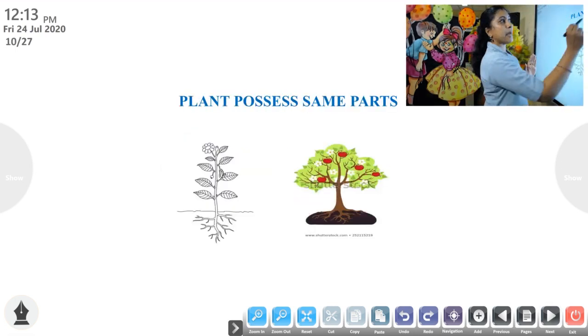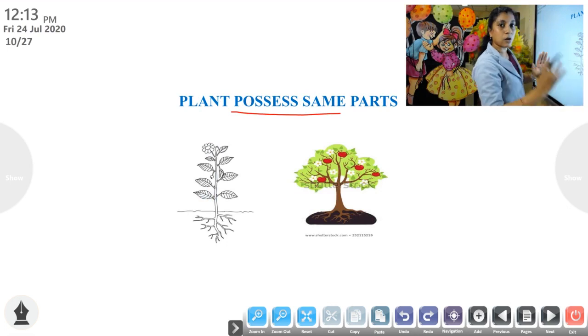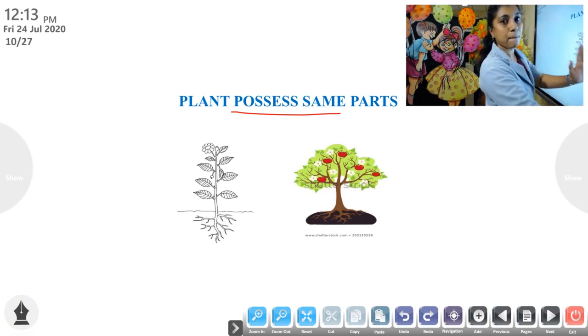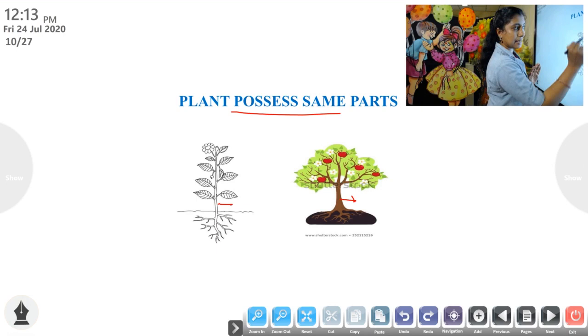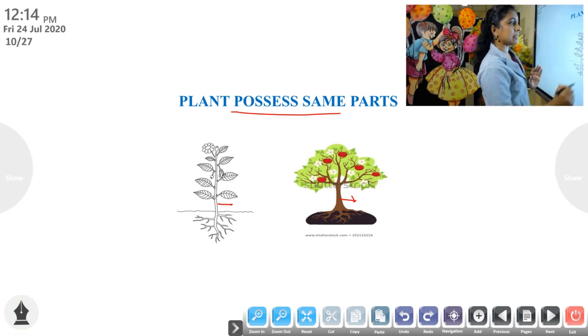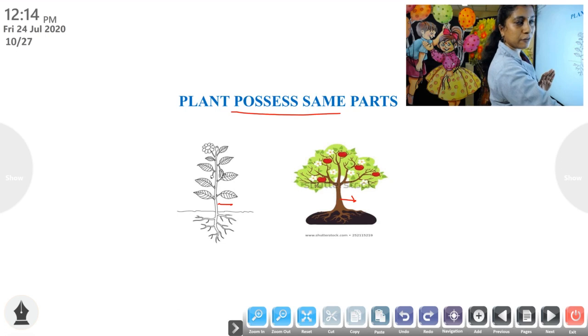What is the meaning of that sentence? Plants possess the same parts. Almost all the plants have the same parts. See this picture? It's a small plant and a big tree. The small plant has roots. The tree also has roots. It has a stem. Here also a stem is present. This plant has leaves. Here also leaves are present. Flowers are here. Here also flowers are present. Fruit is here. Here also fruits are present. This is the meaning of that sentence. Plants possess the same parts. Clear?